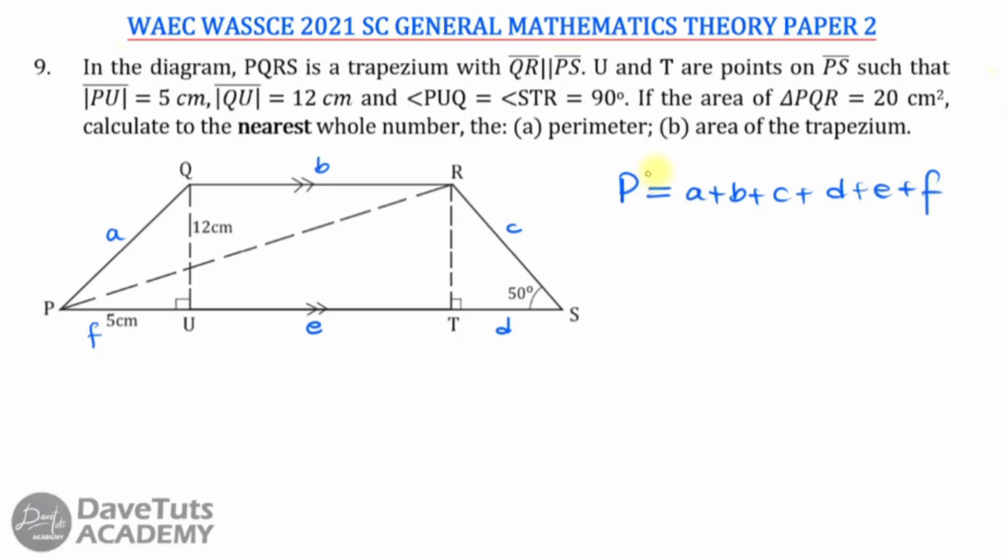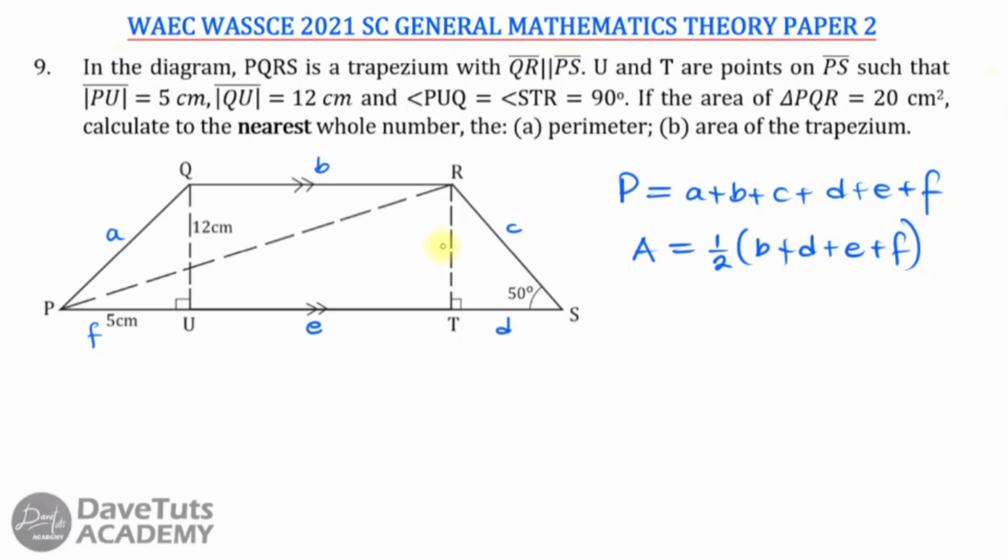So I'm noting that. And then how am I going to get the area? The area of this is going to be 1 over 2 multiplied by the sum of the parallel sides, which is QR and PS. So that sum is B. But for the PS, we have it as D, E, and F, so plus D plus E plus F, multiplied by the height of the trapezium, that is QU. Okay, so we call this G.